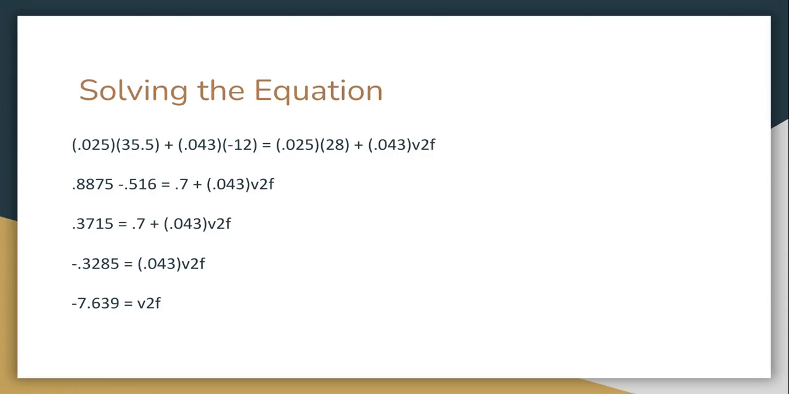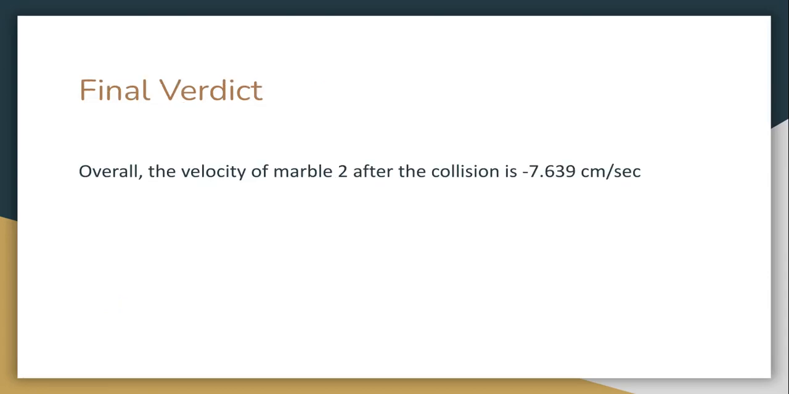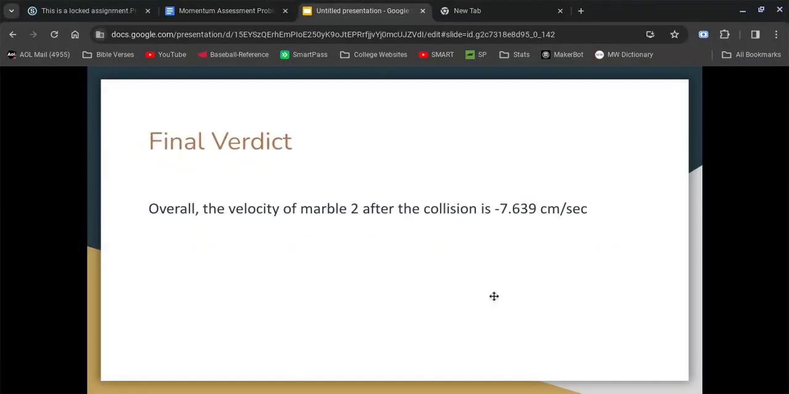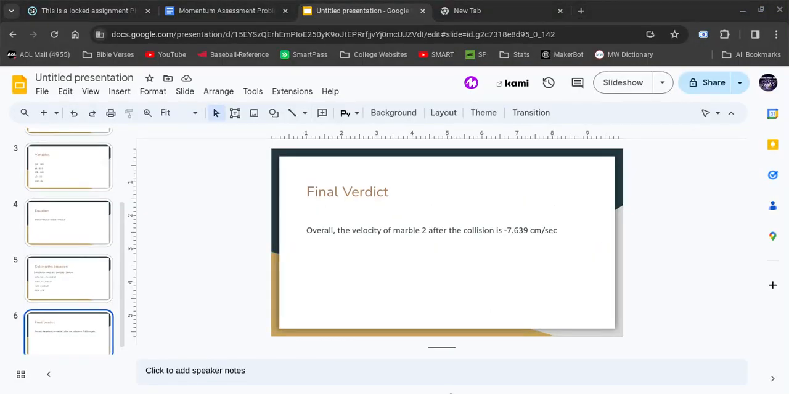Now, to check your work, you can also plug in 7.6 into that velocity second final, and both sides end up balancing as 0.3715. And so our final verdict is that overall, the velocity of the second marble after the collision is minus 7.639 centimeters per second.